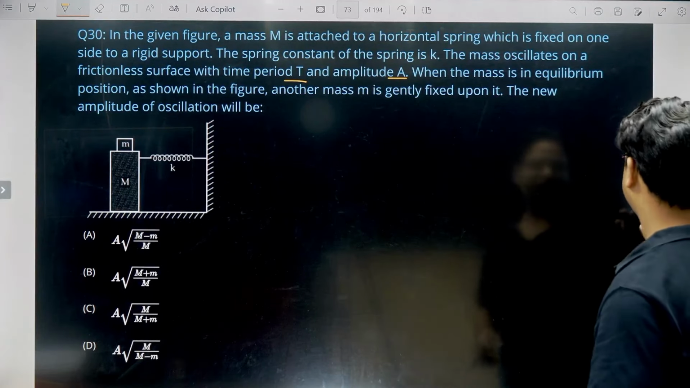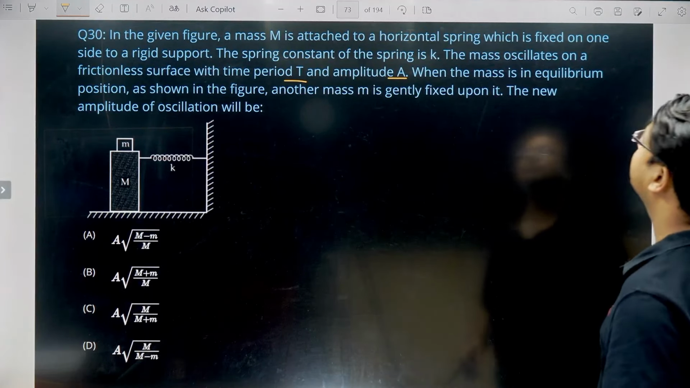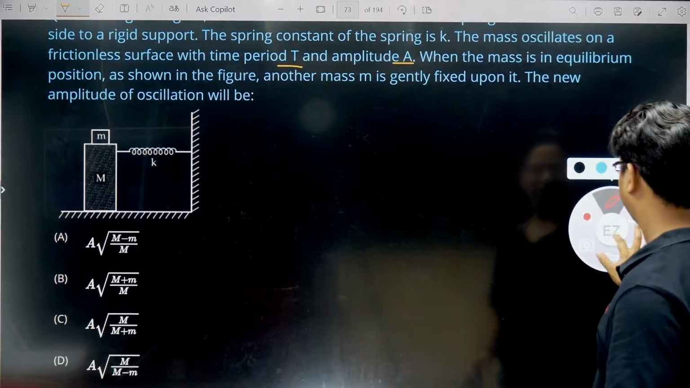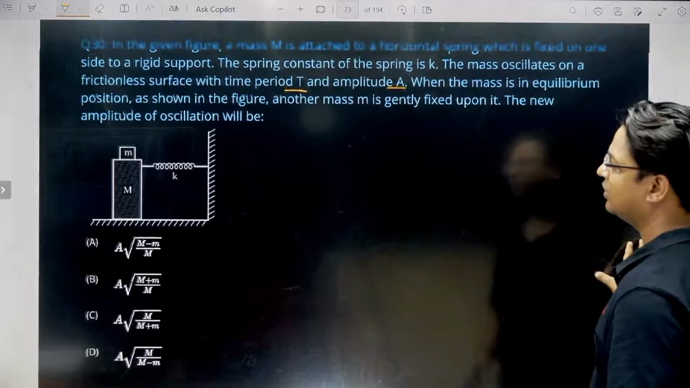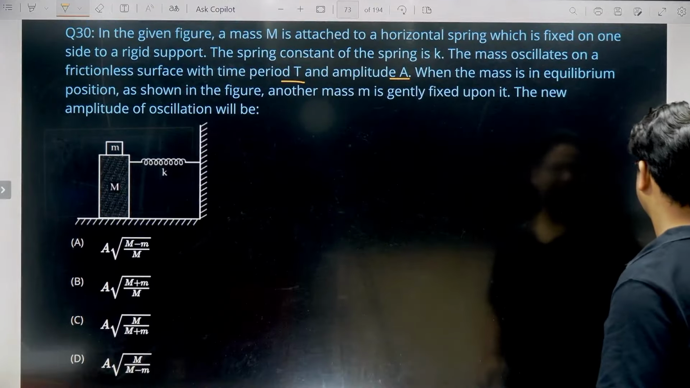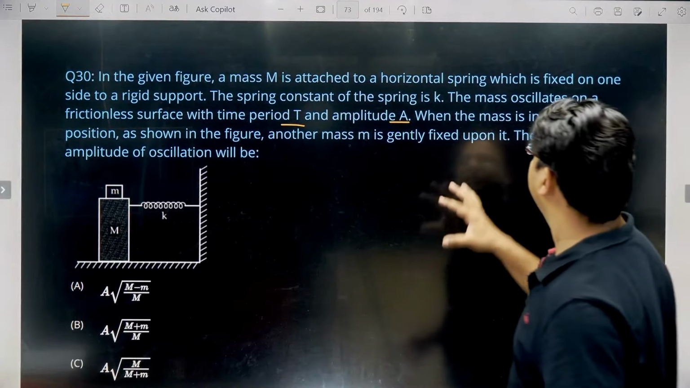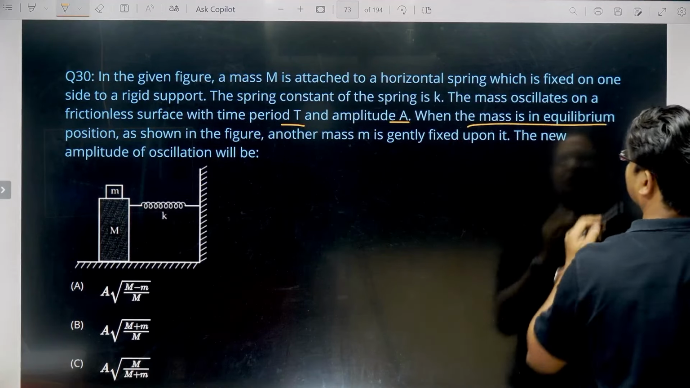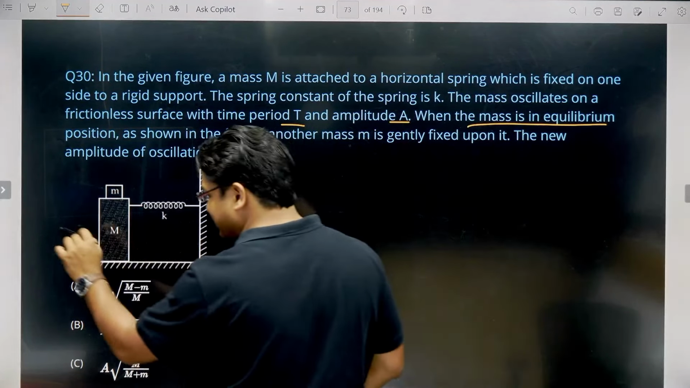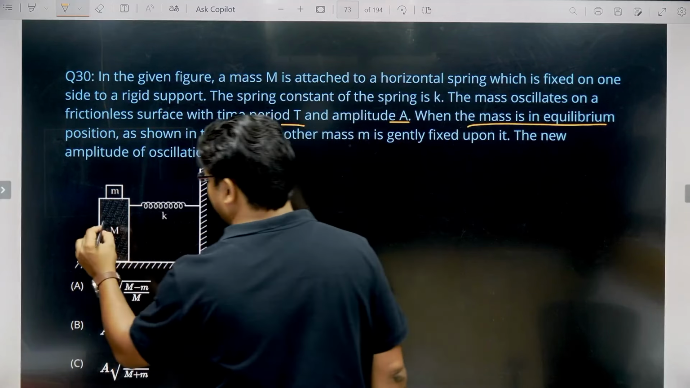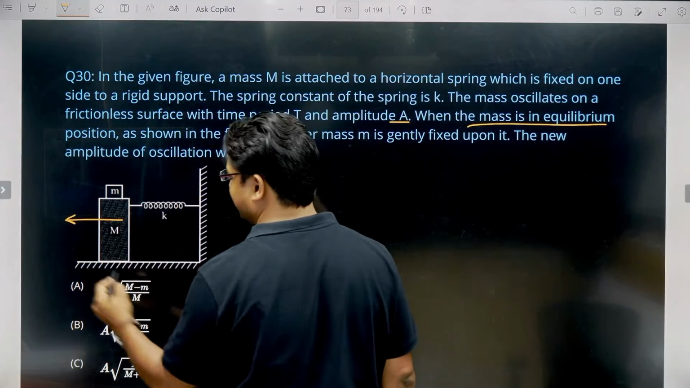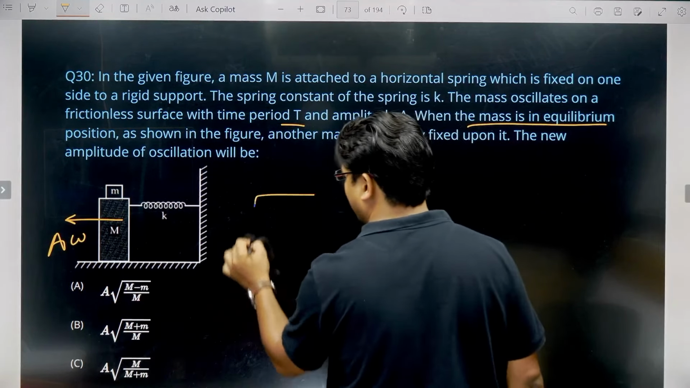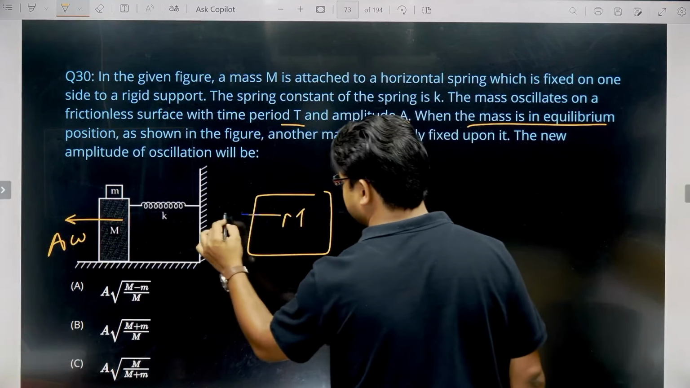Now when the mass, just a minute, I will enlarge it a little bit. So when the mass is in equilibrium position, guys, read this statement. It is passing through the equilibrium position, it is not at rest. When it is passing through the equilibrium position, the speed that it will have will be A into omega.